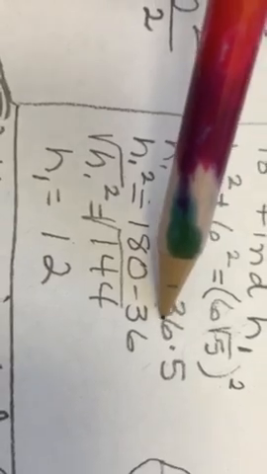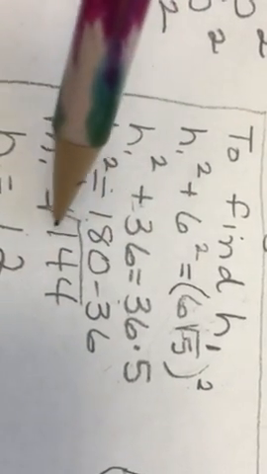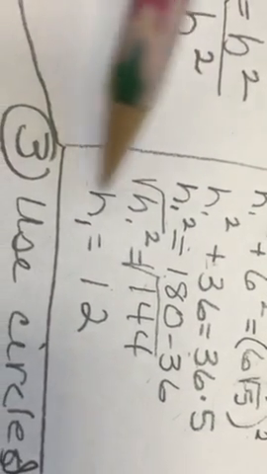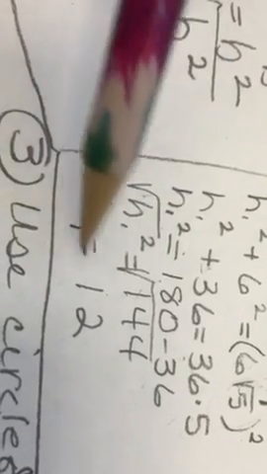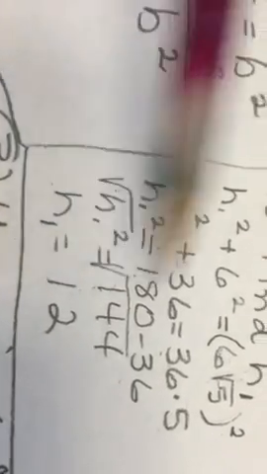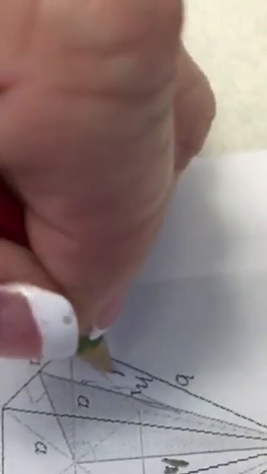So then you have 36 times 5 is 180. So you still got that over here. I'm going to move it to the right, so I subtract it. 180 minus 36 is 144. In order to find what h1 is, I take the square root of h1 squared, the square root of 144, and I get 12. Okay, so now we know that this piece right here is also a 12.